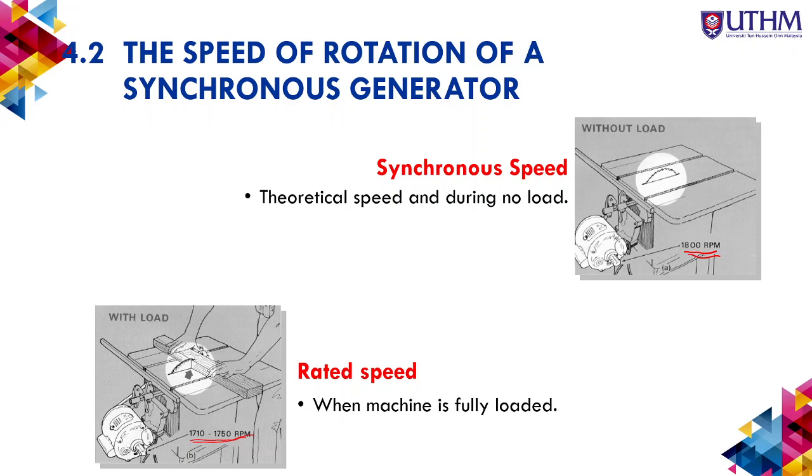Rated means that you design the system so that at full load it will behave like this. So rated speed can be called the design speed, or the design situation of the system. That is what they call the rated speed.